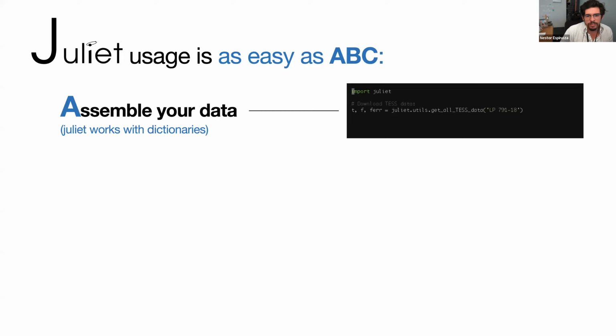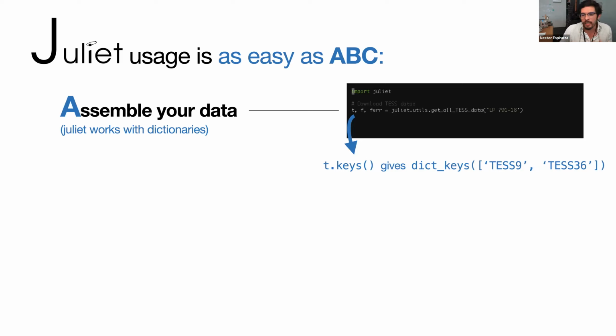So what does this line of code do? We are calling juliet.utils.get_all_TESS_data. It's just an easy way to download data from MAST for the LP 791-18 system. What this downloads and stores are these 3 dictionaries, t, f, and ferr, which are the time, the flux, and the error on the flux. And it's actually 2 observations from TESS, from 2 sectors, sector 9 and sector 36. That gets neatly stored here, but you can also store it in your own way.